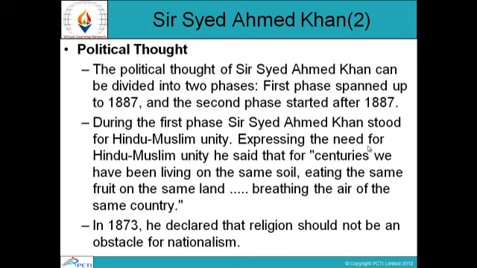Expressing the need for Hindu-Muslim unity, he said that for centuries we have been living on the same soil, eating the same fruit on the same land, breathing the air of the same country. So why can the Hindus and Muslims not be together? Why can there not be unity between these two religions? Why are they separate? In 1873, he declared that religion should not be an obstacle for nationalism. For political nationalism, or for forming the Indian national movement, religion should not be an obstacle, specifically not for nationalism.